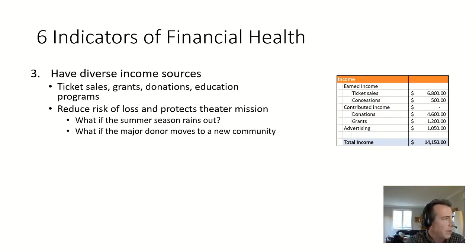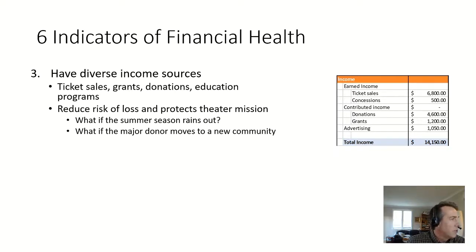A third indicator of good financial health is that an organization has diverse income sources, and we talked about this last time. If you have money coming in through ticket sales and grants and donations and your education programs, that reduces the risk of loss if something happens to one of those sources. Or, for instance, what if the summer season rains out? What if the major donor moves? What if we have an epidemic that we have to deal with that wipes out our ability to actually do shows?